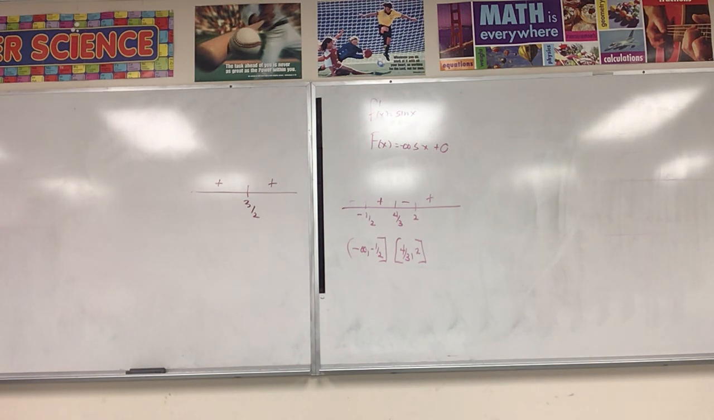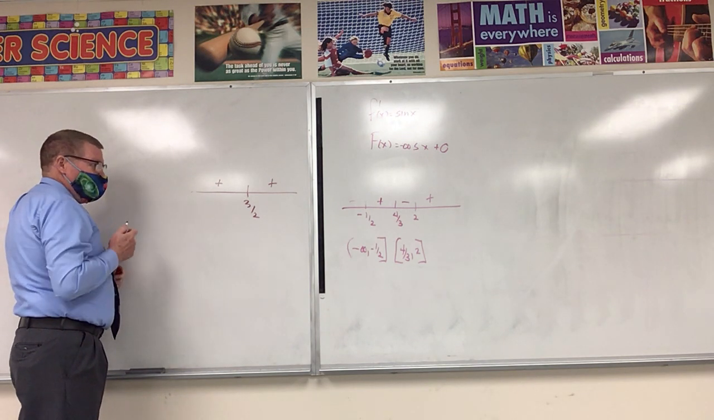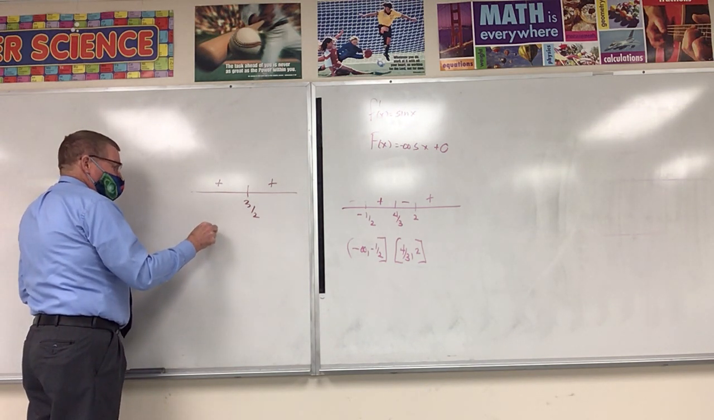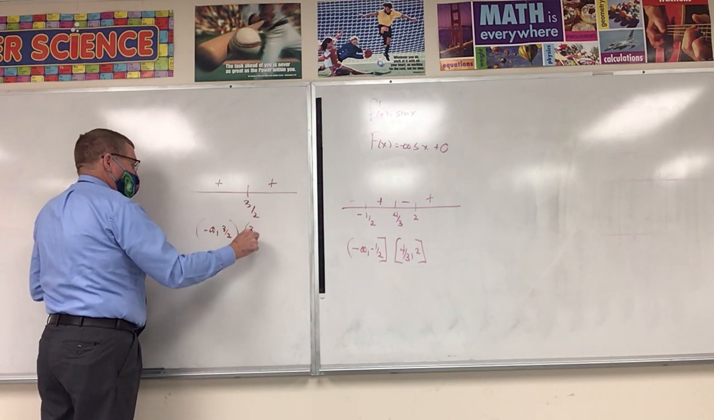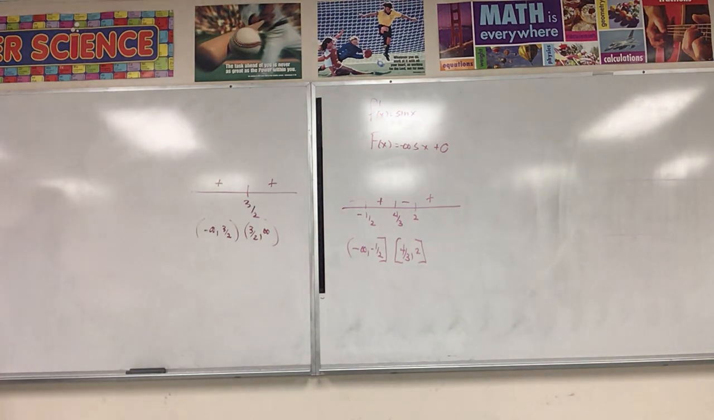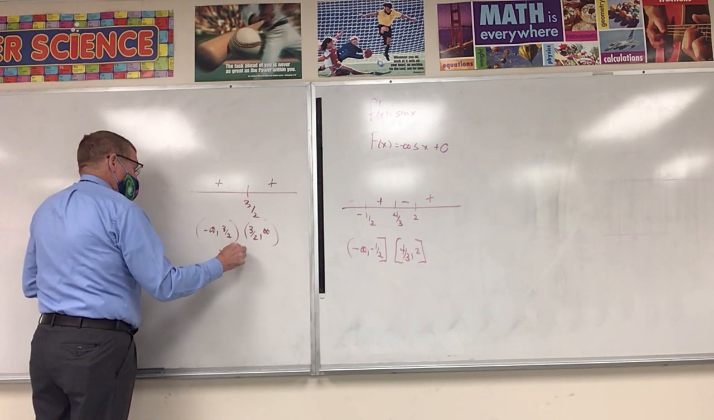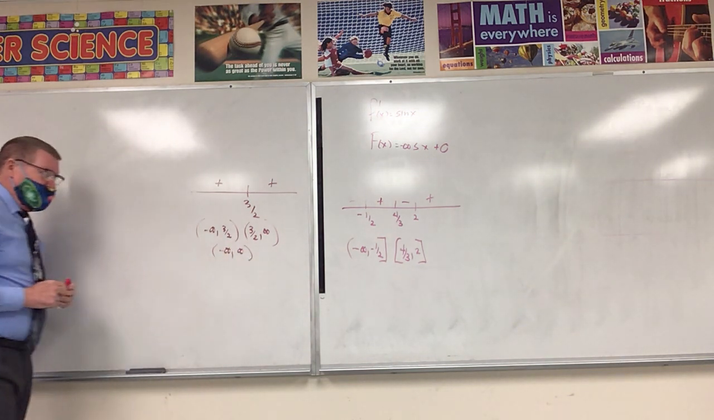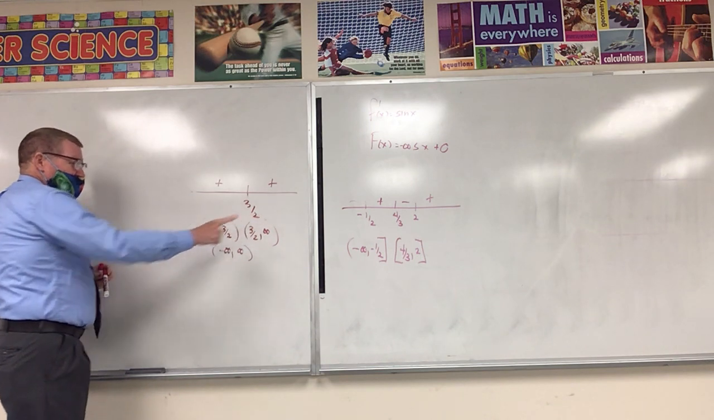Solve the following inequalities. Letter A, where is it greater than 0? X is negative infinity to 3/2, not included, and then 3/2 to infinity. Letter B says, where is it greater than or equal to 0? Negative infinity to infinity, because 3/2 is included, then it can just go the other way.